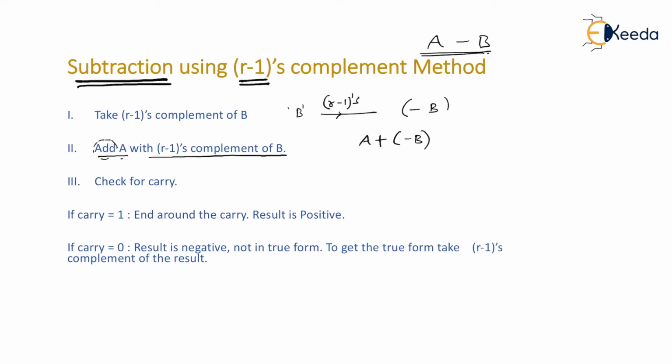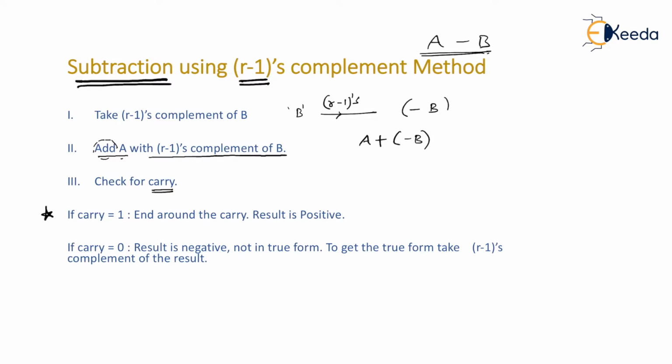So whenever you are using the r minus 1's complement method, these are the steps to be followed. Step number 1, take r minus 1's complement of b, so b becomes minus b. Step number 2, add a with r minus 1's complement of b, so it is as good as a plus minus of b. Then step number 3 is to check the carry. So there are two possibilities.